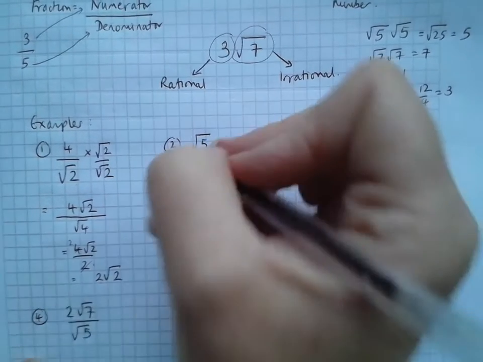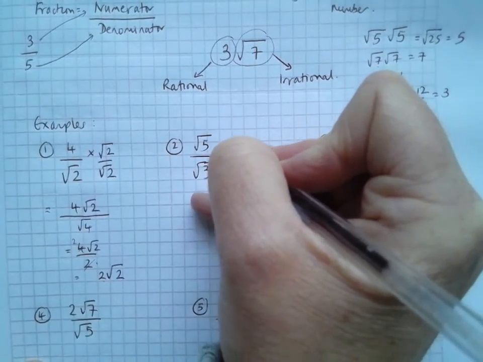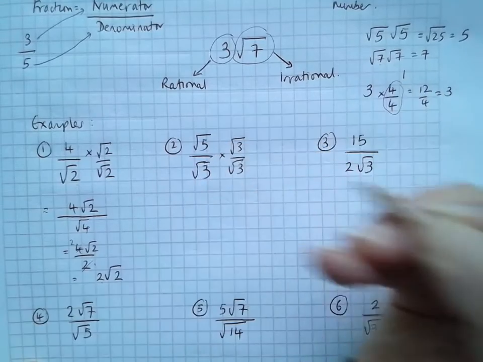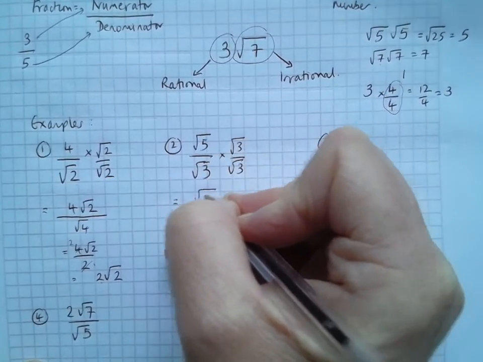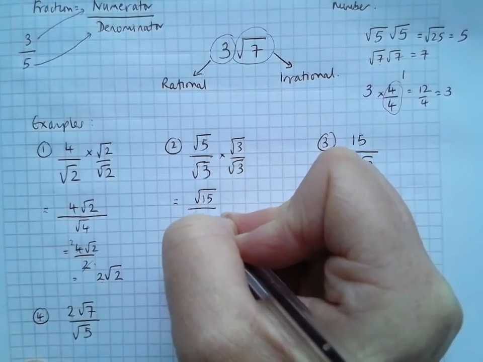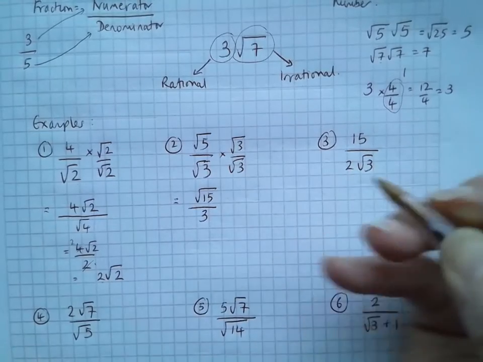This one here, I'm going to multiply by this denominator, which is root 3, multiply above and below by root 3, because that's just the same as multiplying by 1. So on top I have root 15, and underneath I have 3, root 3 by root 3, which is 3. Can't do anything with that.